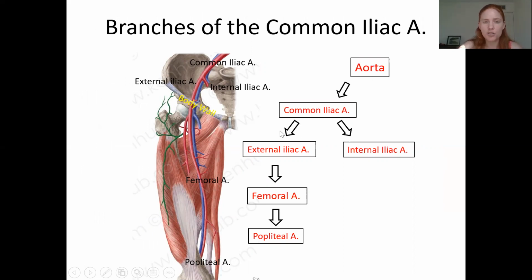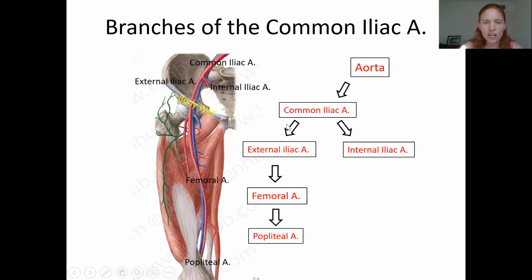Okay, so in this case, the common iliac artery, which came off of the aorta, will then further branch into the external iliac artery, which is this one right here. And then the internal iliac artery, which is going to go kind of down deep into, and this is going to supply into the pelvic region. Okay, so anytime you see common, you'll have an external and an internal version of it coming.